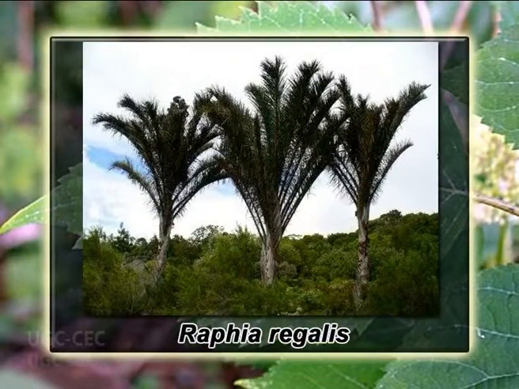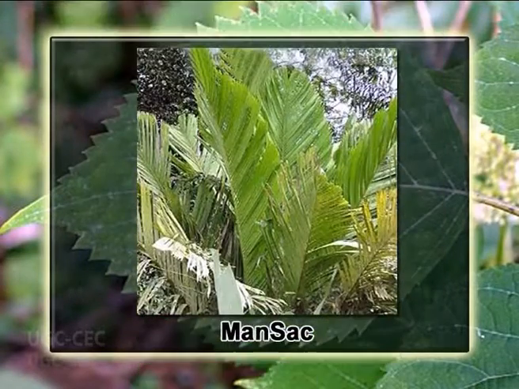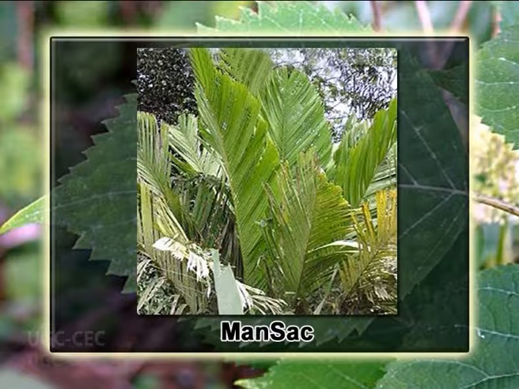The raffia palm, that's Raphia regalis of tropical Africa, has huge pinnate leaves up to 24 meters long. The leaves of the Amazonian palm, that's Manicaria saccifera, are nearly 8 meters long and have been listed by some authors as the longest undivided leaf of any plant.